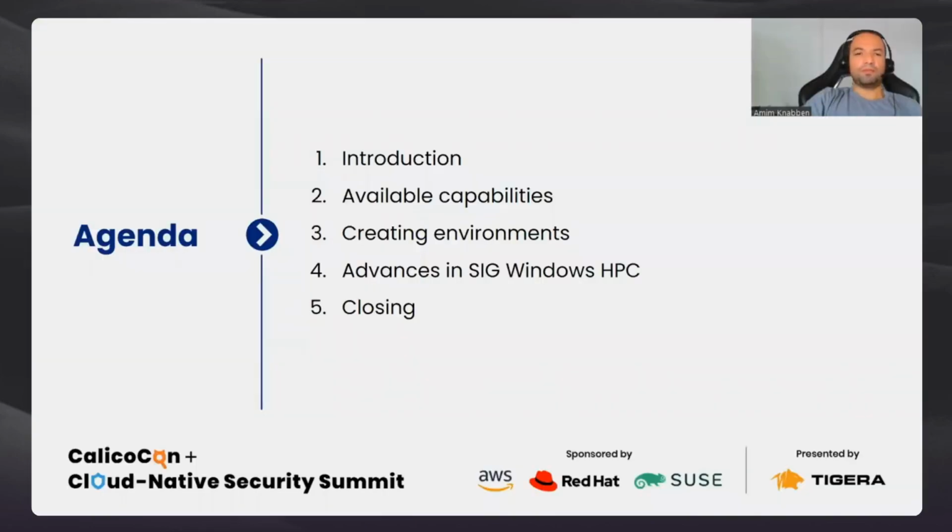This talk will be about running your own workloads on hybrid OS clusters inside Kubernetes. The first idea is to give an introduction and the motivation behind running hybrid OS clusters in a production cluster. We're going to see the available capabilities that Calico can offer in a Windows cluster and a few examples of possible environments created with the development and production modes. To wrap up, we are going to see the advances in the SIG Windows host process container research upstream.